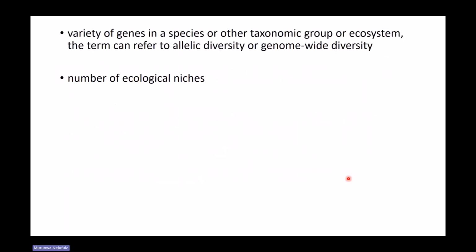All right. Variety of genes in a species or other taxonomic groups or ecosystem. The term can refer to allelic diversity or genome-wide diversity. Even this one explains itself. What is it? Variety of genes in a species. Genetic variation. Yes, it's genetic diversity.